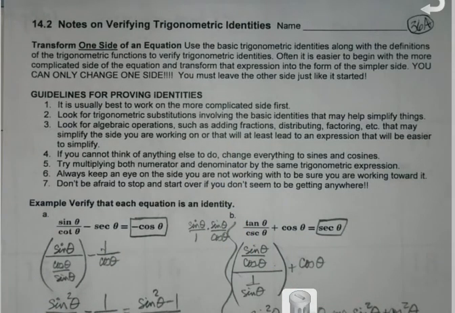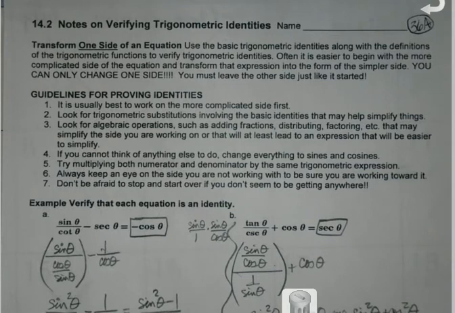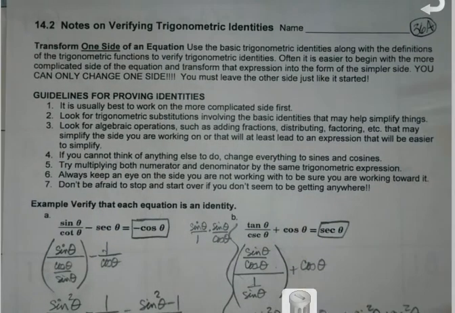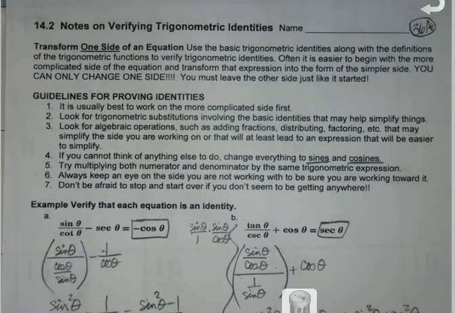Use our basic identities, these guys, to help simplify things. And again, operations: fractions, distribute, factor, whatever it happens to be, to kind of get you to that. And again, sines and cosines, very friendly. Not a bad idea. Okay? More times than not, if you change something that's not a sine or cosine into that, things will start to clear up a lot quicker.